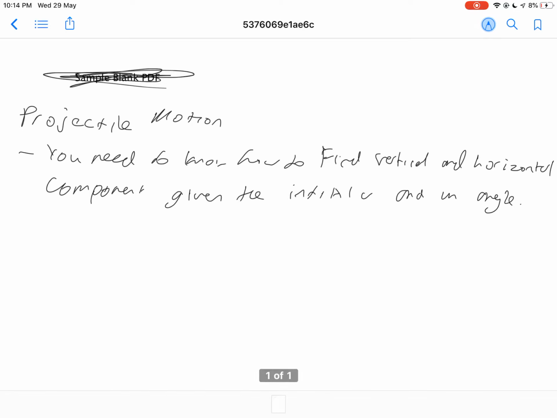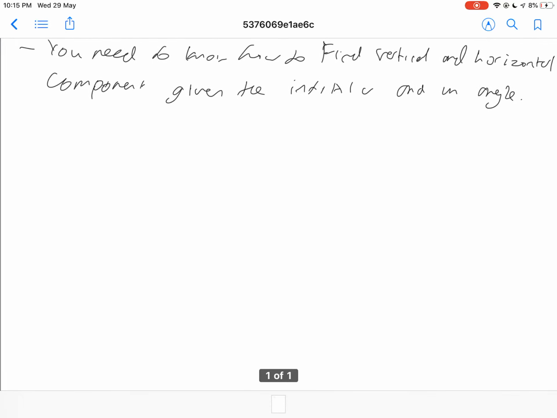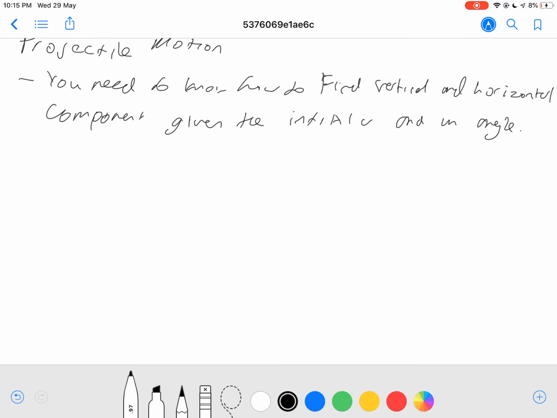What I mean by this is that I'm almost 100% certain the exam will give you, for example, a velocity that makes 30 degrees, and the velocity is 28 meters per second. This is just an example. Then it wants you to find the horizontal component and the vertical component.